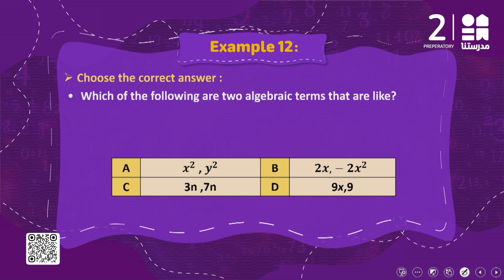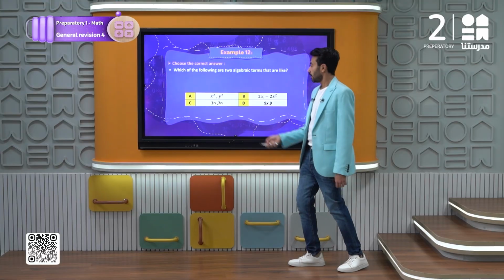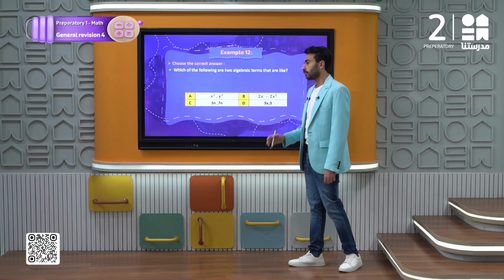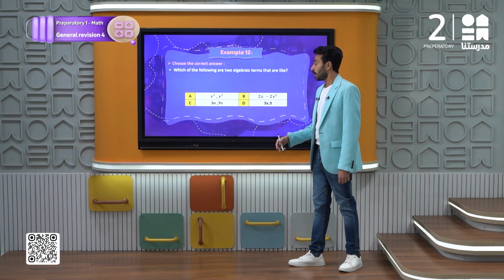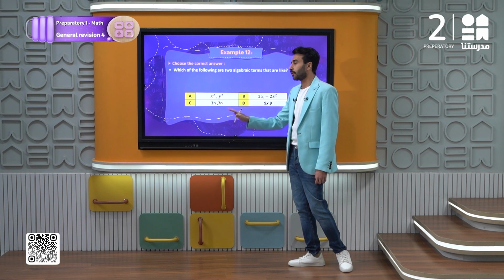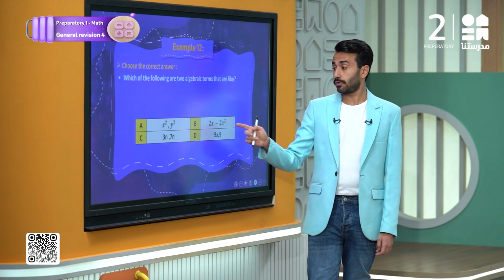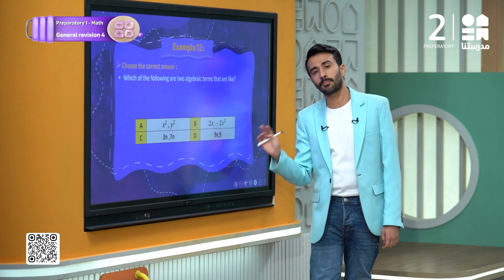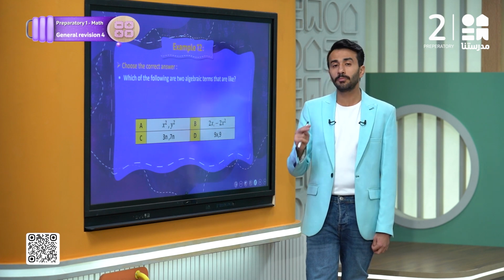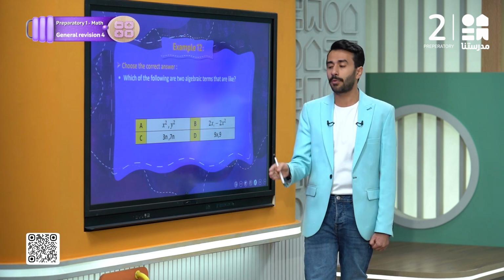Take care about the units, as he put centimeters for all of them. Which of the following are two algebraic terms that are like terms, so you can combine them, you can add them? Is it x power 2 and y power 2? No, they are different letters. We have the same powers, but they are different letters. They are not the same. What about this? They are the same letters, but different powers. No, like terms means same letters, same powers.